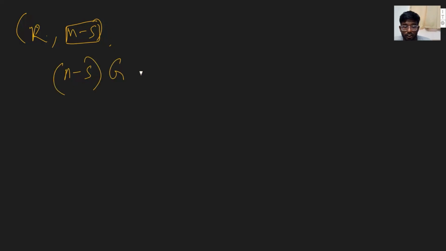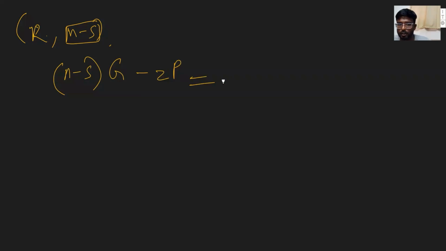This scheme is not malleable. Why is that? Let's consider a different pair: the same capital R, but n minus s. Now, what will the verifier do? The verifier doesn't know that this n minus s is sent as a single number. For us, I have written it in this variable form, but to the verifier it is just a single number. So the verifier computes n minus s into G minus z into P, and checks if it is equal to R.